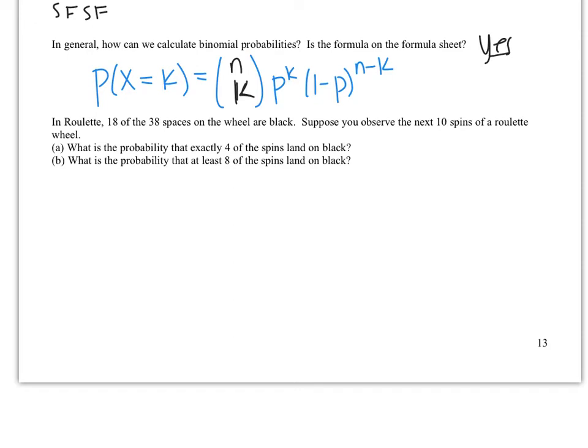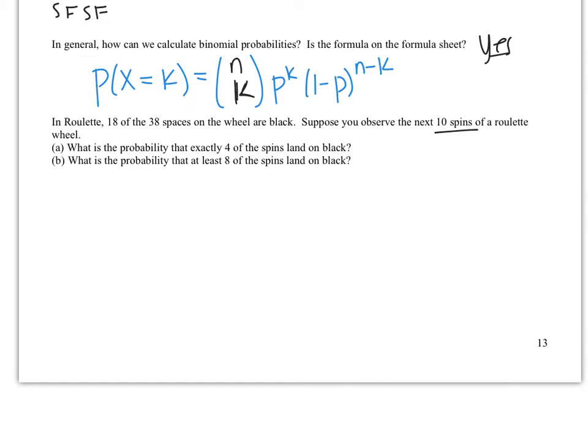So first we need to ask ourselves, is this binomial? Do we have a binary variable? Yes, we do, either black or not black. Are the trials independent? Yes, if I spin the roulette wheel, that has no effect on the next spins. Do I have a fixed number of trials? Yes, there's 10 different spins. And then does my probability of success stay the same? Yes, if I spin, whether or not I get a black is going to be the same for every spin.